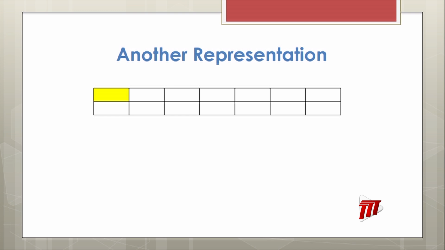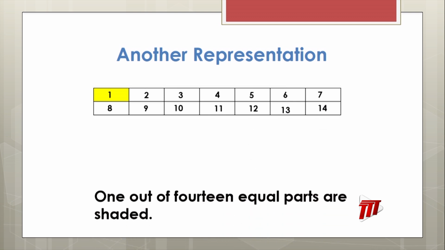Okay, this could have been another representation. So instead of Jaden going all the way across, he could have done 7/2, which will also give you 14 and shade 1 part. So let's count. 1, 2, 3, 4, 5, 6, 7, and then we have another 7 below. 8, 9, 10, 11, 12, 13, and 14. Okay? 1 out of 14 equal parts. So I hope you got that one correct, just like Jaden.